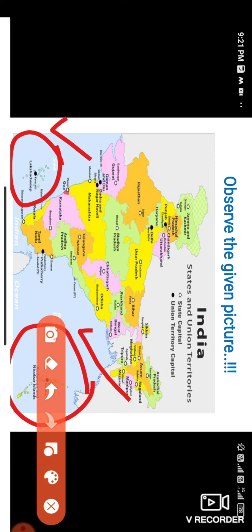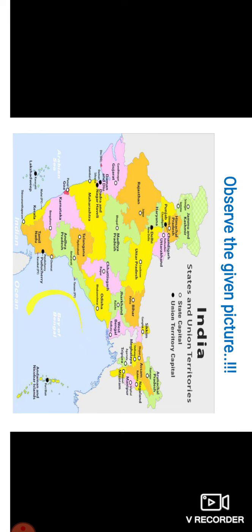The Bay of Bengal borders Andhra Pradesh in the southeast. So you'll see that here is the Bay of Bengal, and this is Andhra Pradesh, which is near the Bay of Bengal.